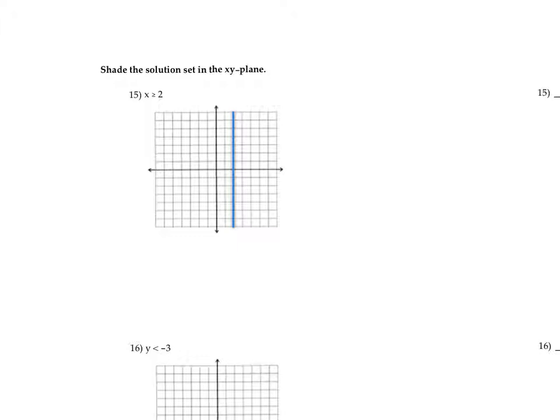But you can also do a test point. You can test 0, 0. When you do that, you get 0 is greater than or equal to 2, which is false. So that also tells you that you have the shade on the other side.